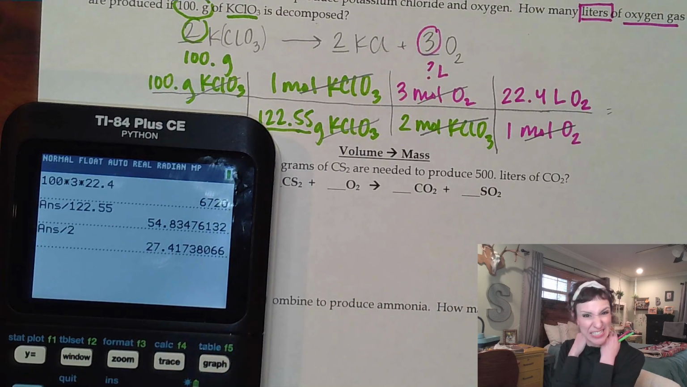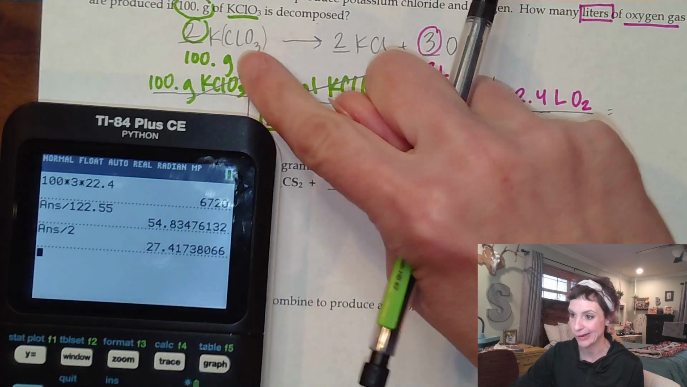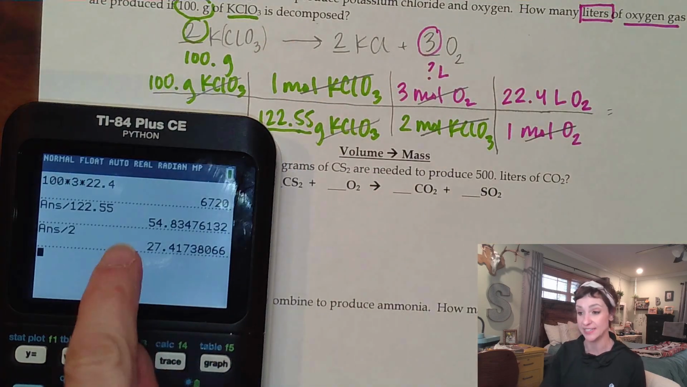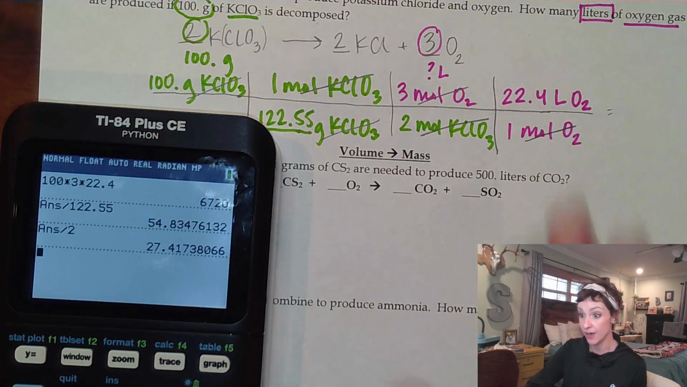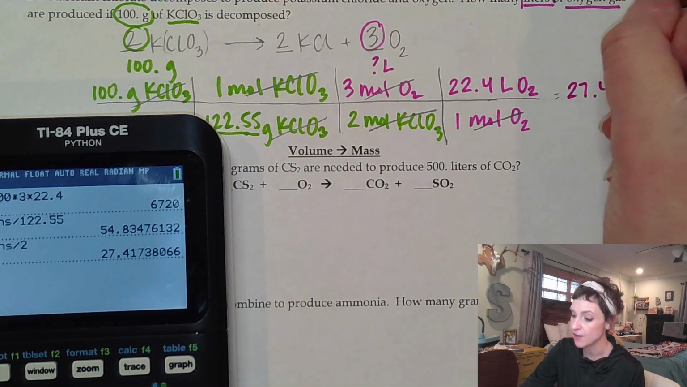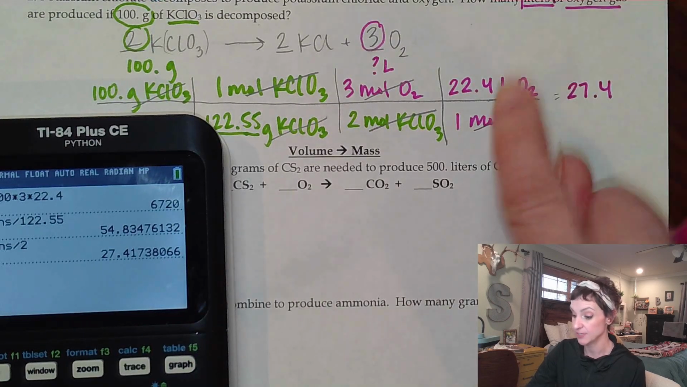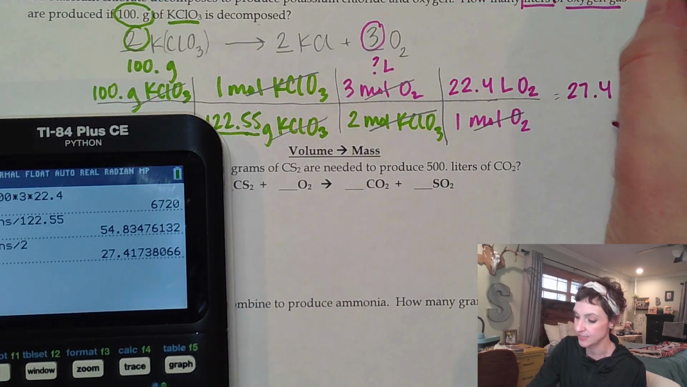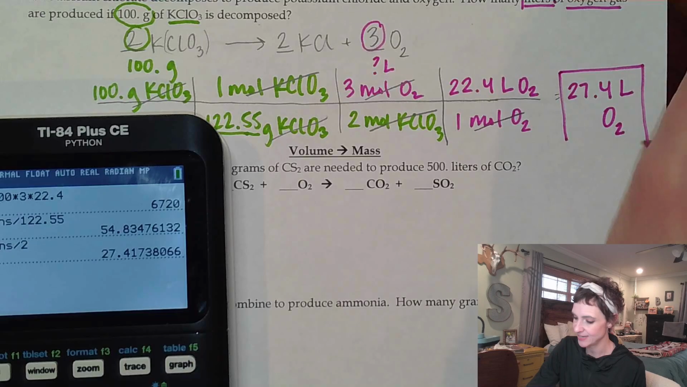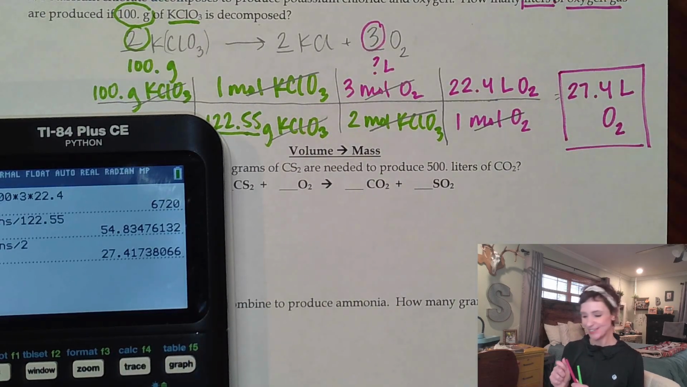But how many sig figs am I looking at here? In my problem, that's got 3 sig figs. That decimal makes those zeros important. So I need to write down 3 significant figures from my calculator. That means I'm going to be writing down 27.4, and I do not need to round that 4 up. So the units finally are liters of oxygen. Oh, I love it. Look at that. That is good stuff right there.